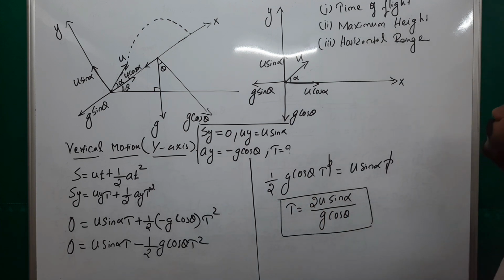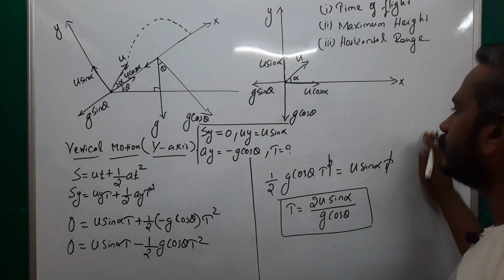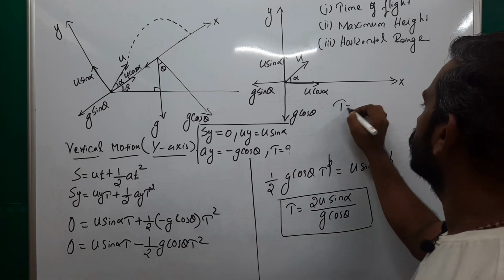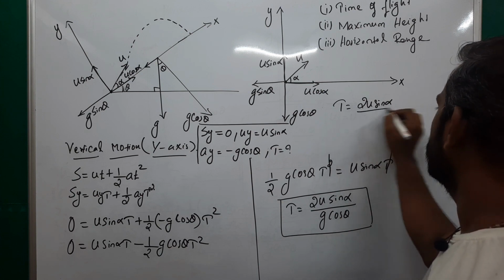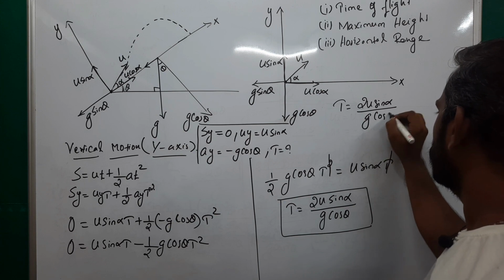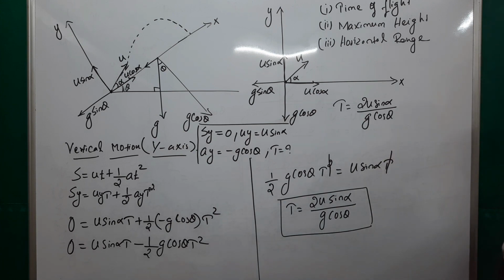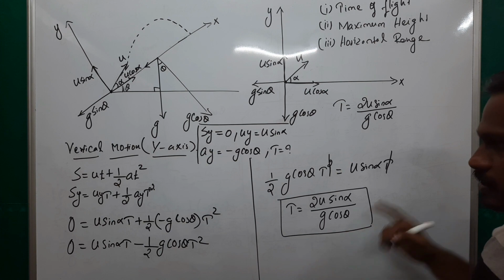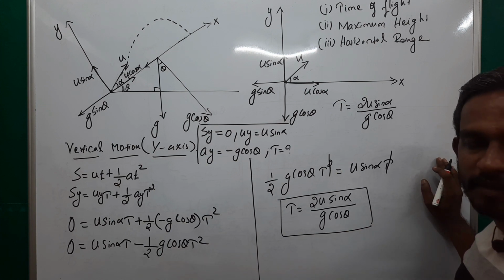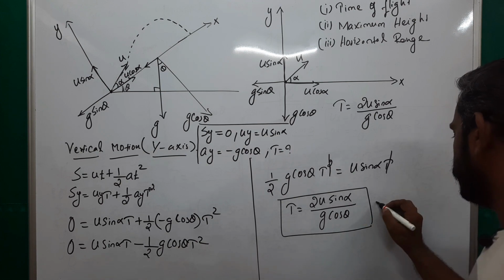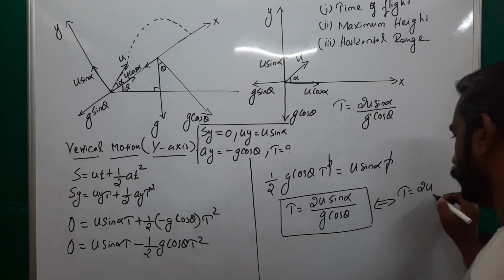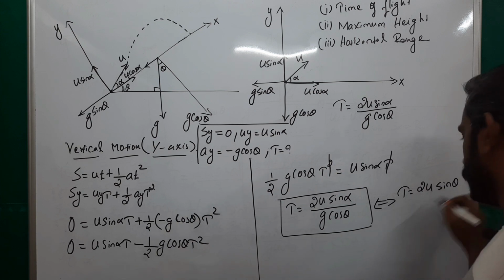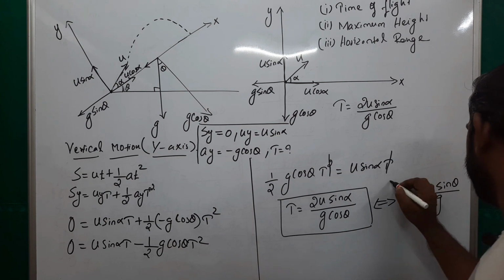T is equal to 2u sin alpha divided by g cos theta. Clear? So this equation has a resemblance with the time of flight of the projectile in horizontal motion. So what is the time of flight? Time of flight, t, is equal to 2u sin theta divided by g.